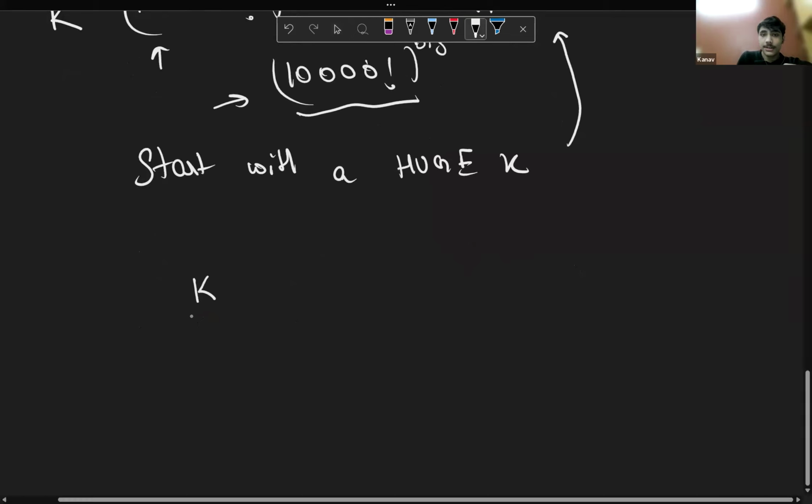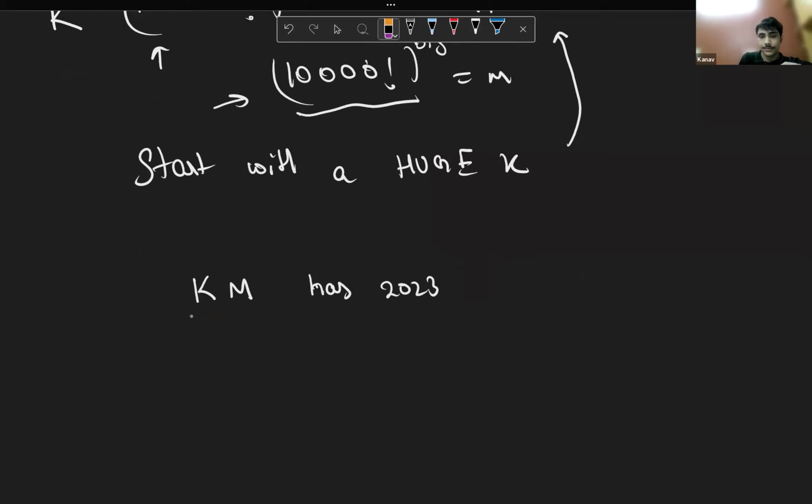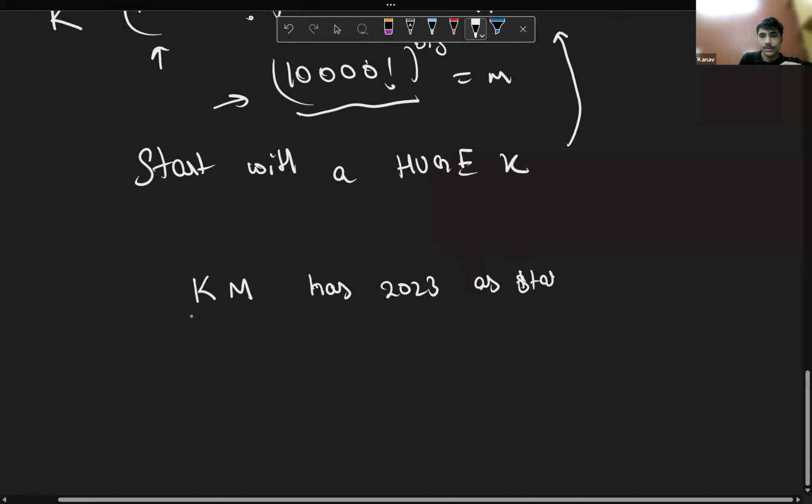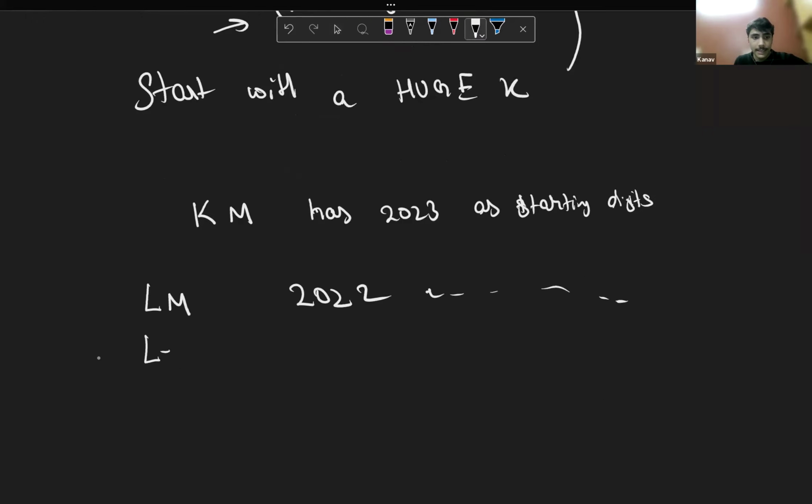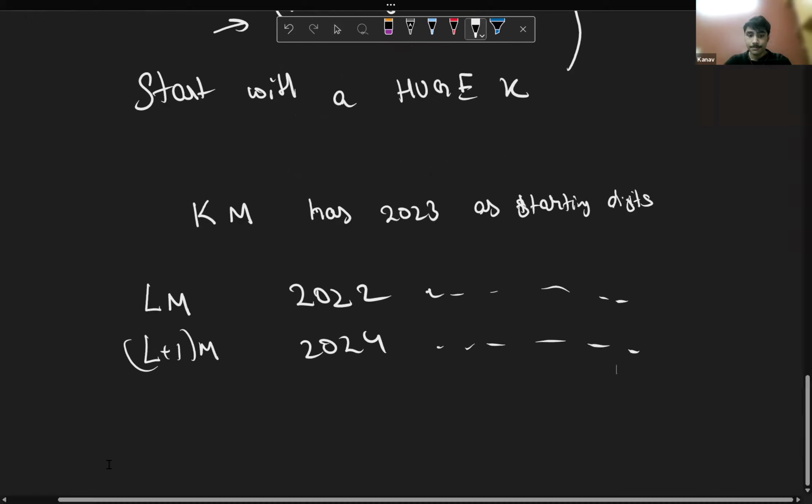So let's call this number m. You want to show km has 2023 as starting digits. Okay, so if it never has 2023 as starting digits, then for a huge k, you can find some, let's call it L, some LM which starts with say 2022, right? Something, and L plus 1 times M, which goes to 2024 times something, right?